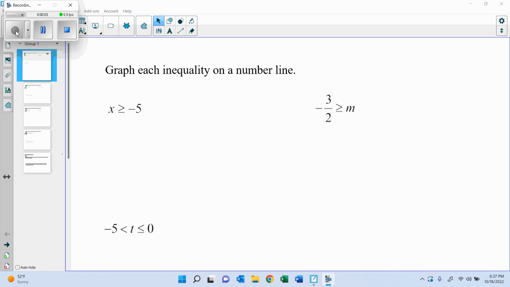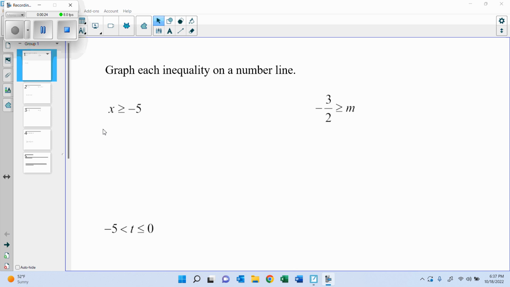Okay, this will be a video on section 9.6. So this is to add to things we've already talked about. In class, we did already talk a little bit about how to graph these on number lines. So I'm going to go through these examples a little bit quick just to go through it and explain it.